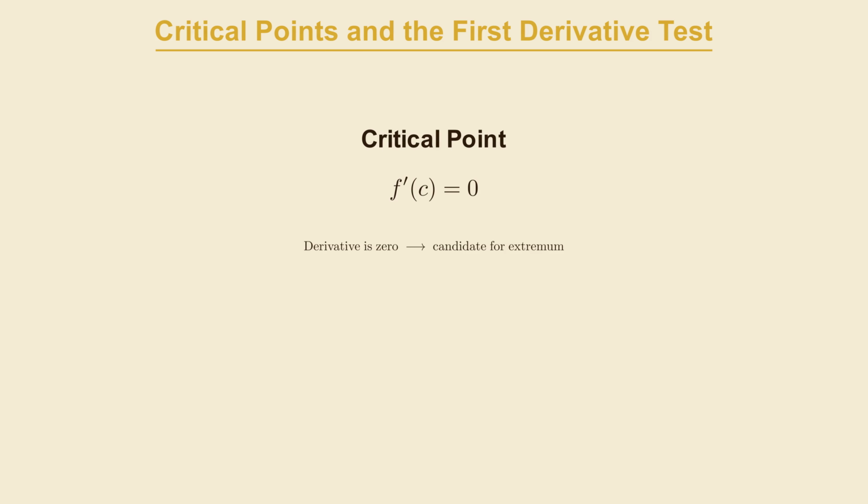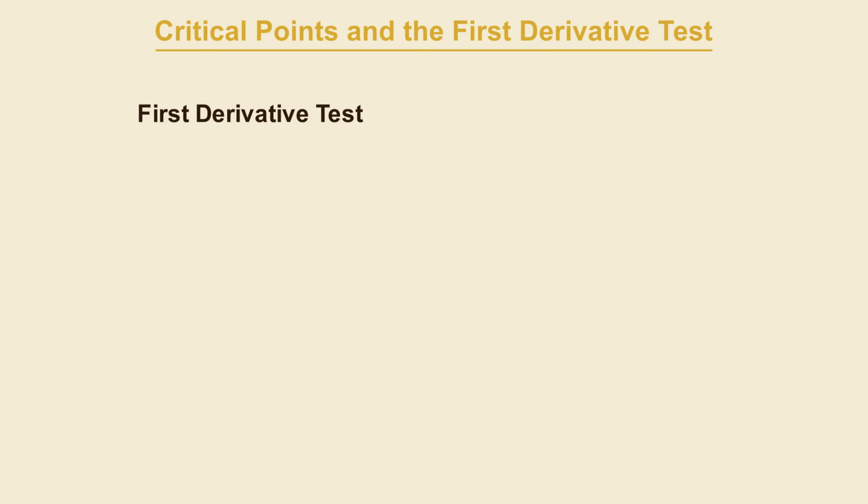They are the candidate for being a maximum or a minimum because every smooth maximum and minimum has to be a critical point. Now, being a candidate is not the same as being a maximum or minimum. Some critical points are just flat spots in the middle of an otherwise rising function. So once we have a list of critical points, we need a procedure for sorting out which ones are the real extrema and which ones are just the flat spots. That procedure is called the first derivative test.